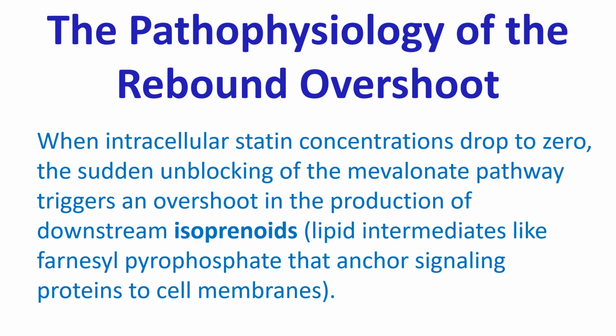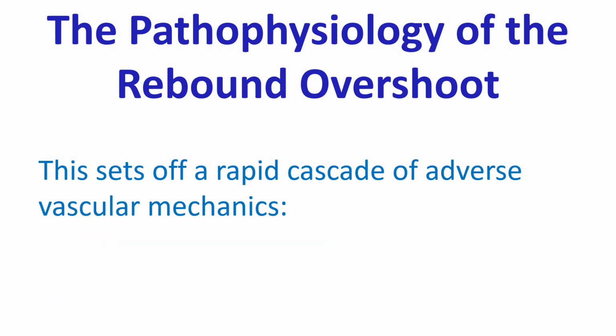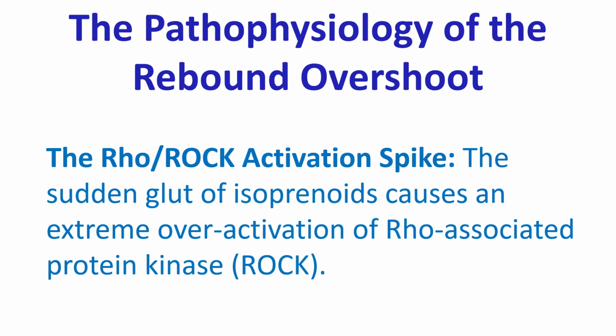When intracellular statin concentrations drop to zero, the sudden unblocking of the mevalonate pathway triggers an overshoot in the production of downstream isoprenoids, that is, lipid intermediates like farnesyl phosphate, that anchor signaling proteins to cell membranes. This sets off a rapid cascade of adverse vascular mechanics. The Rho/ROCK activation spike.